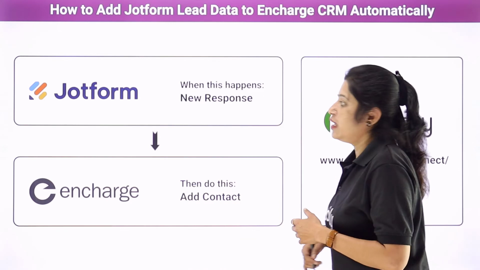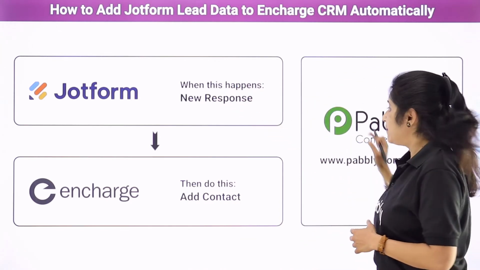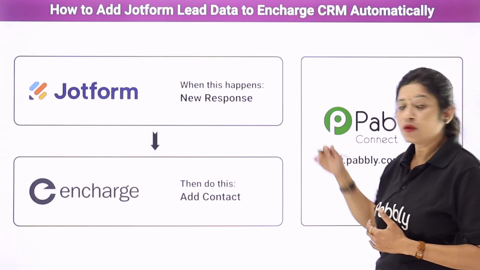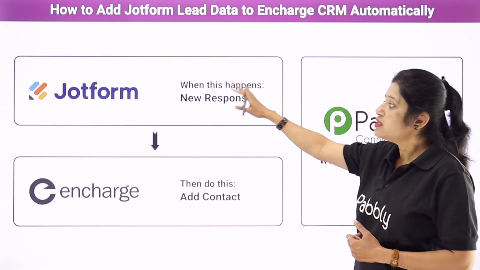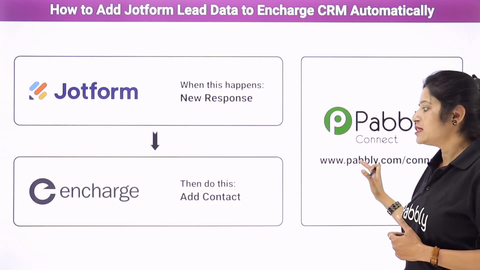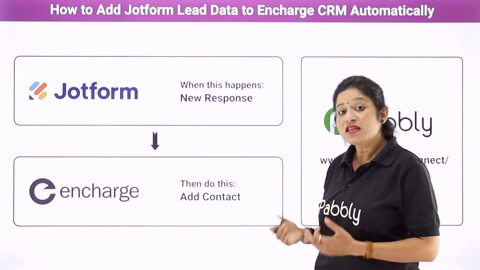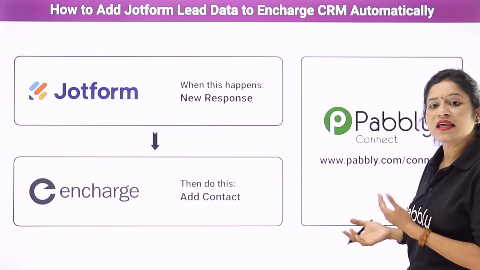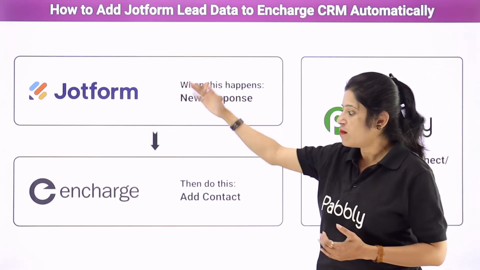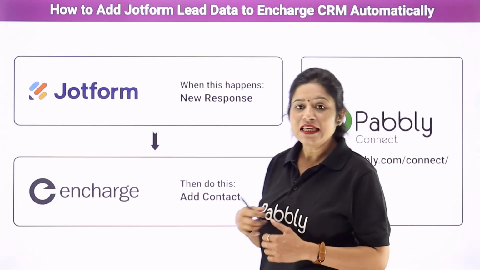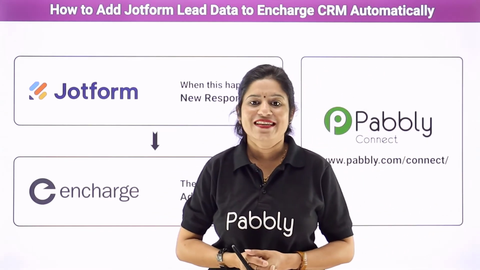So first we have to create an integration between JotForm and Pabbly Connect. Then Pabbly Connect is going to capture all the details of the customer through the form submission, and using the details of the customer, automatically a contact will be created into your Encharge CRM account. And in this way, we are going to learn how we can create an integration between JotForm and Encharge using Pabbly Connect. So let us learn the integration process now on my screen.